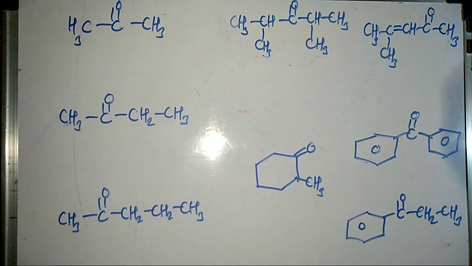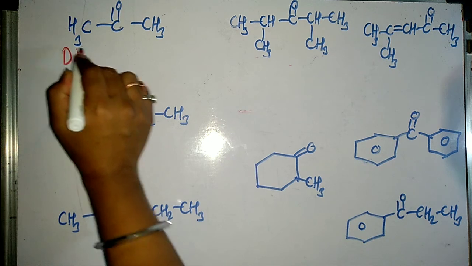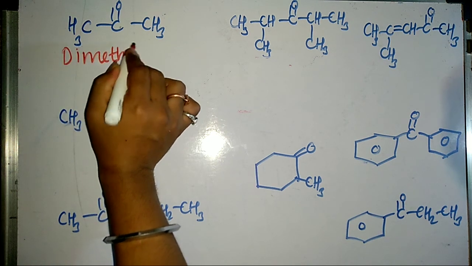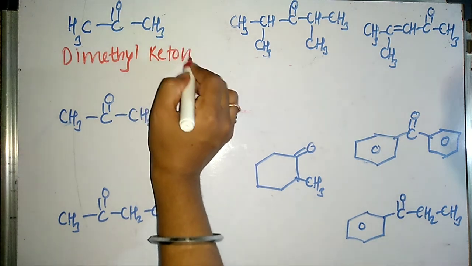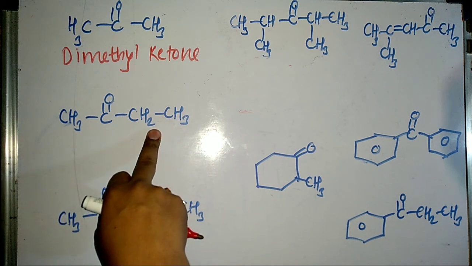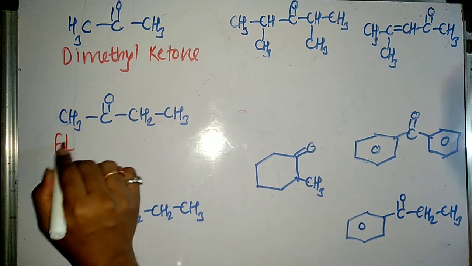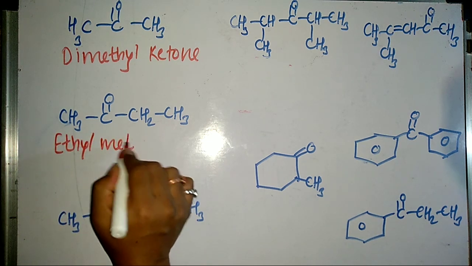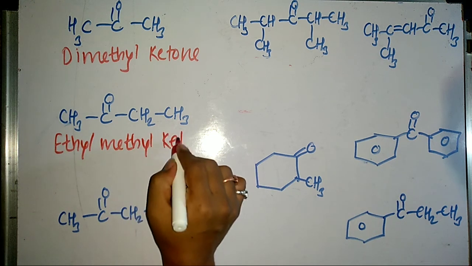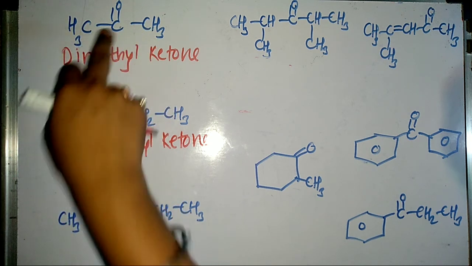So for writing the common name, first you have to identify the alkyl group on both sides of the carbonyl group. Here both alkyl groups are methyl, so I will write it as dimethyl. And at the end you have to write the word ketone. Similarly, here we are having two alkyl groups. This alkyl group is ethyl, this is the methyl. So alphabetically ethyl will come first. So the name of the ketone will become ethyl methyl ketone.